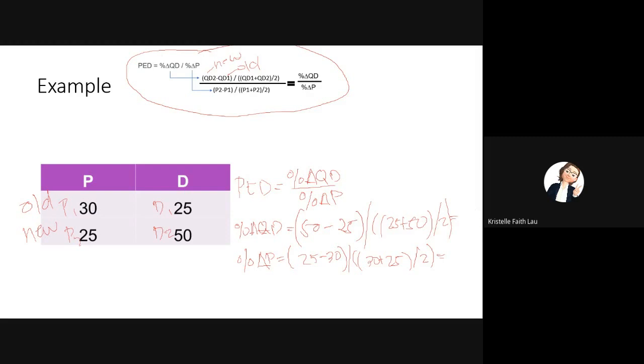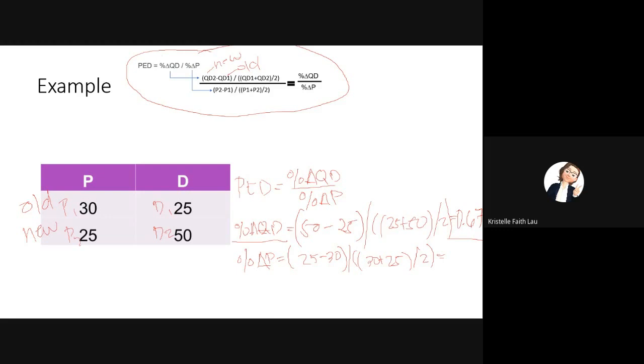Then, 2 decimal point ang gagamitin natin class ha, para uniform tayo. 0.67. So, yan siya. Diretso na natin siyang answeran after this. Then, solve na naman natin yung sa percentage change on the price.